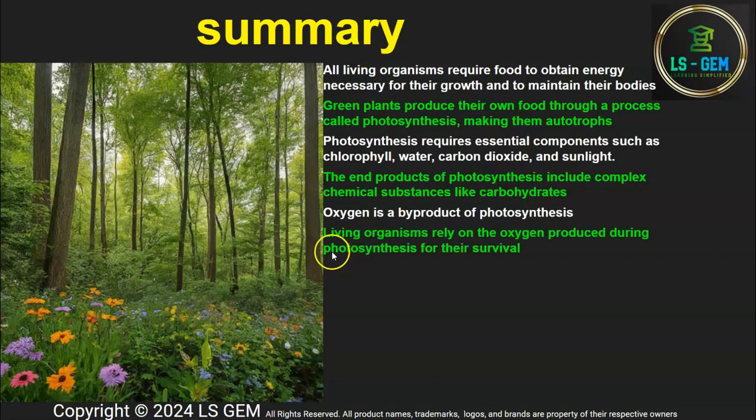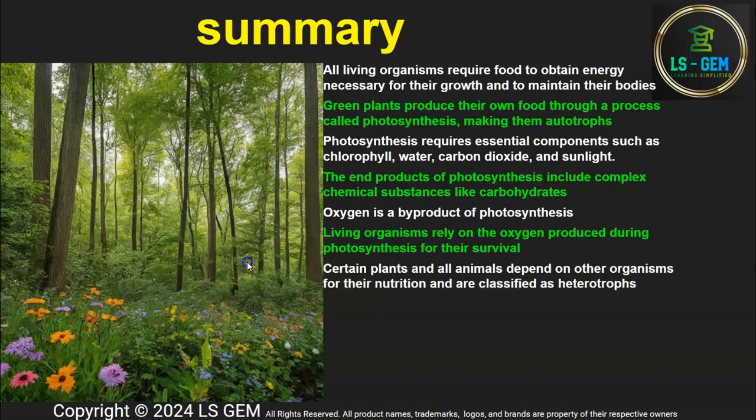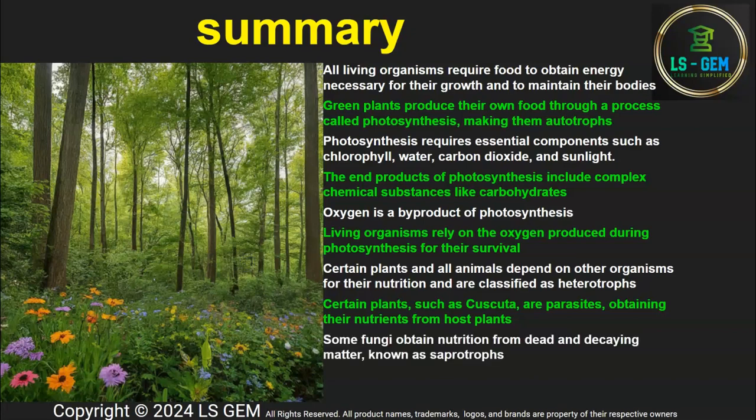Living organisms rely on the oxygen produced during photosynthesis for their survival. Certain plants and all animals depend on other organisms for their nutrients and are classified as heterotrophs. Certain plants such as cuscuta are parasites, obtaining nutrients from host plants. Some fungi obtain nutrients from dead and decaying matter and are known as saprotrophs. Additionally, saprotrophic fungi decompose dead matter, recycling nutrients back into the ecosystem.